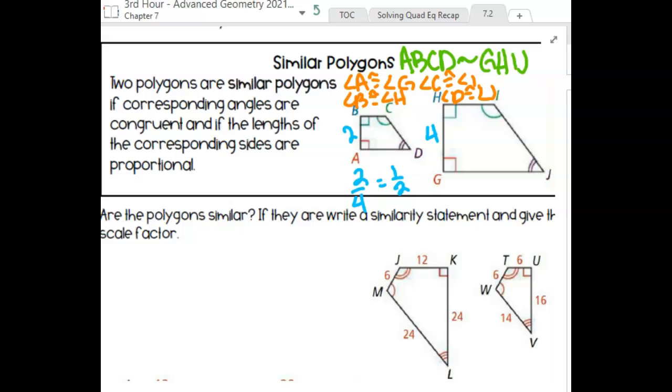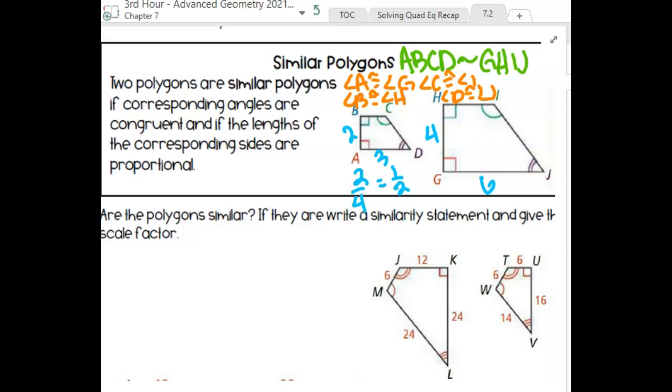Every other set of corresponding side lengths is also going to reduce down to 1 to 2. It's not going to be 1 to 2 necessarily, but maybe if AD was 3, GJ would have to be 6. Because see how 3 to 6 would reduce down to 1 to 2? Okay? That's what it means that the side lengths are proportional.